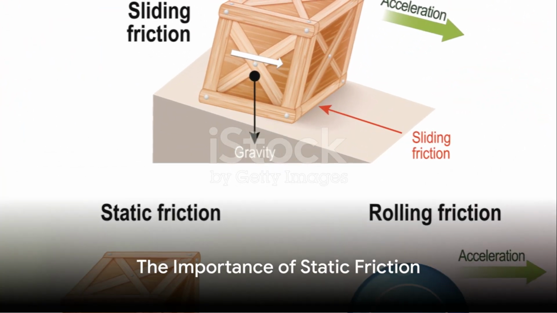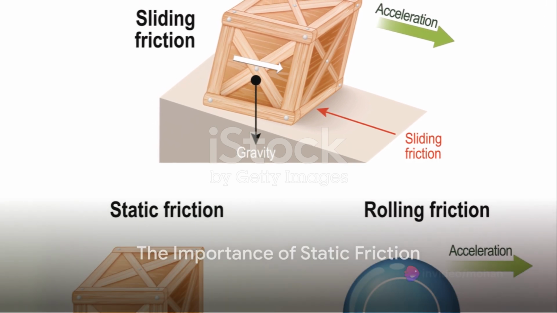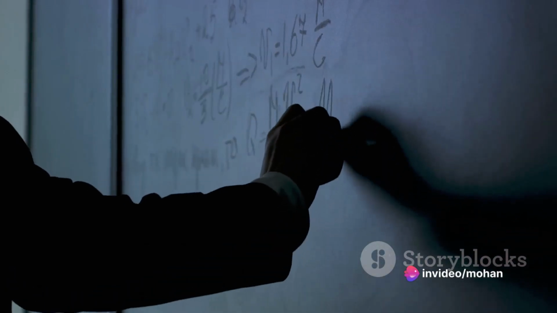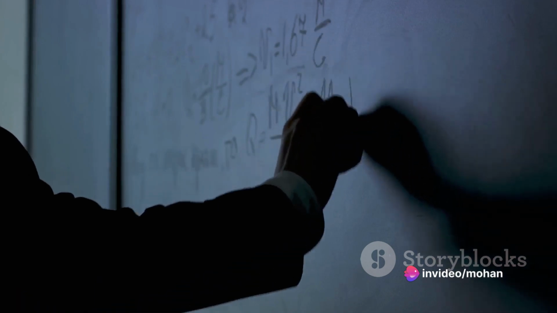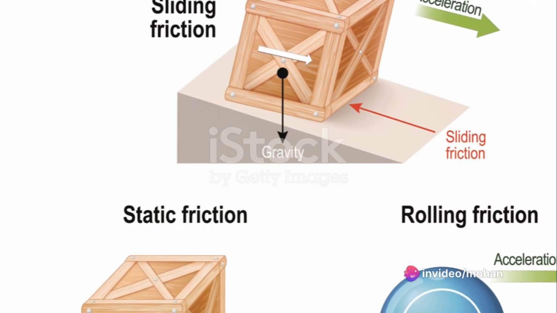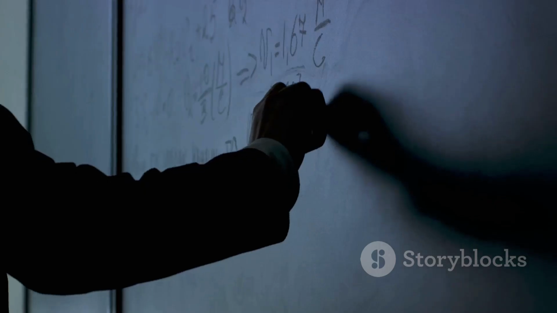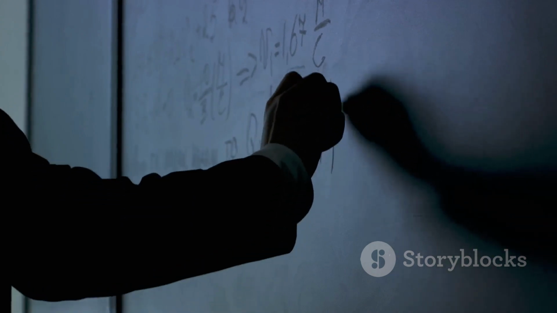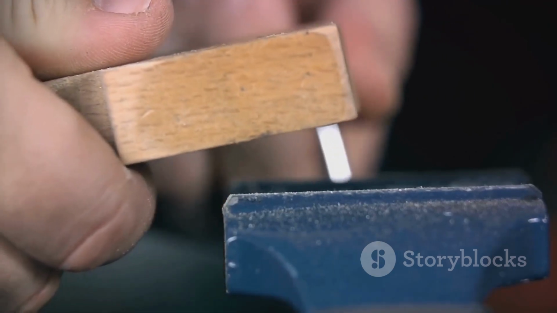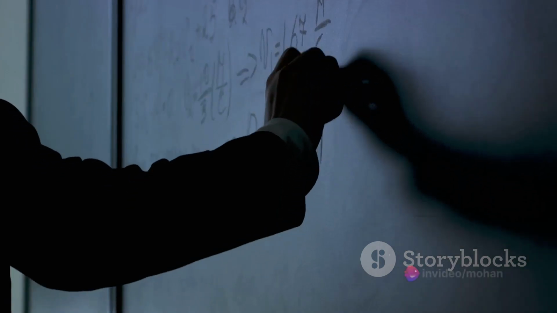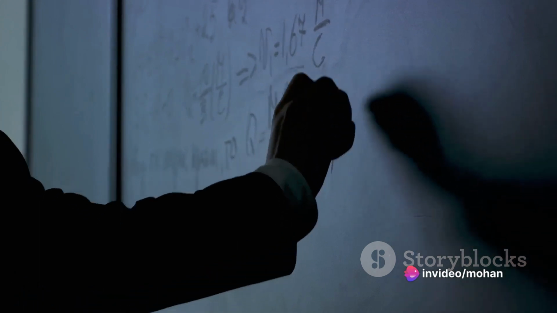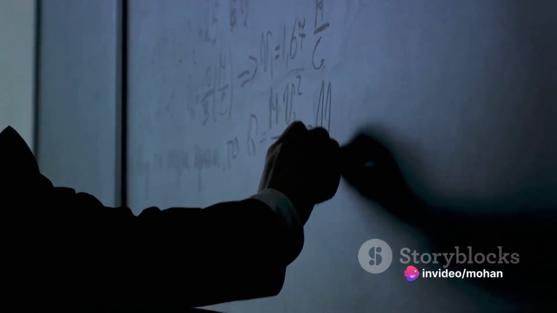But static friction isn't just about keeping objects from sliding. It's a fundamental concept that plays a crucial role in our daily lives. Static friction makes it possible for us to walk without slipping, cars to accelerate without their tires spinning, and objects to sit still on inclined surfaces. It's also the reason why nails hold together pieces of wood and why a chalk can write on a blackboard.